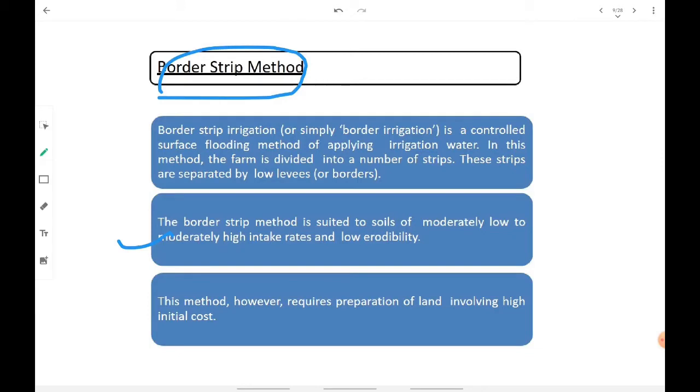This method however requires preparation of land. Exactly, obviously, when you say you need to have some channels, some grooves, some borders or strips, then you need to first prepare the farm prior to the irrigation practices. Then and only then can you properly establish the border strip irrigation method.